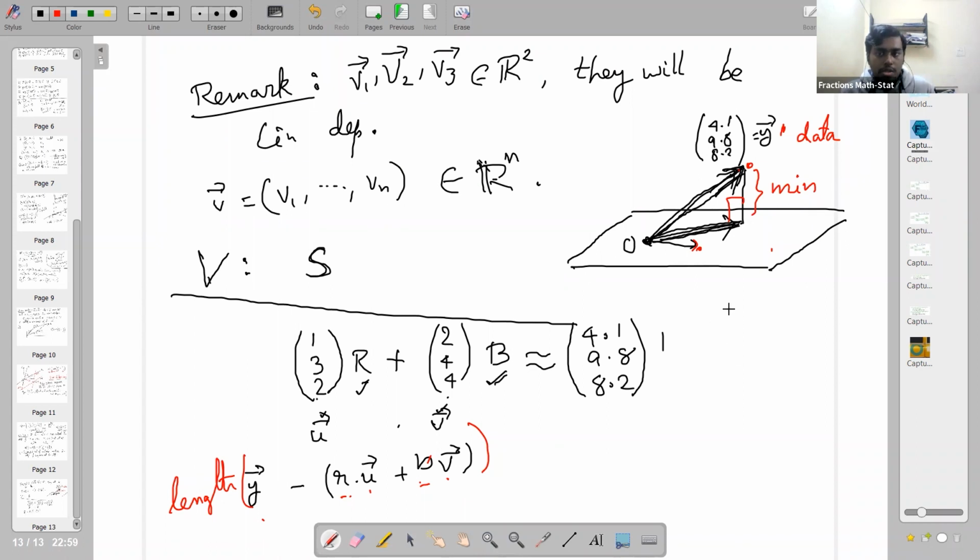In R3, the concept of perpendicularity is closely related to the concept of dot product, right? For people who know a bit of basic vector algebra, dot product being 0 means orthogonality. So this residual vector should be perpendicular to the vectors in this plane. In particular, these two vectors u and v are in this plane. So this residual vector should be perpendicular to both u and v.